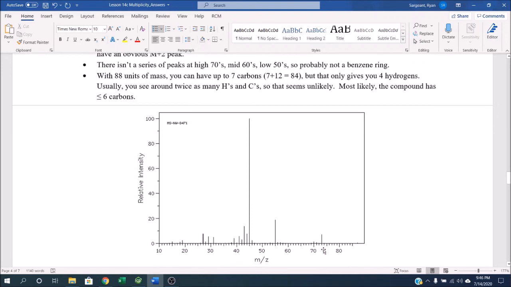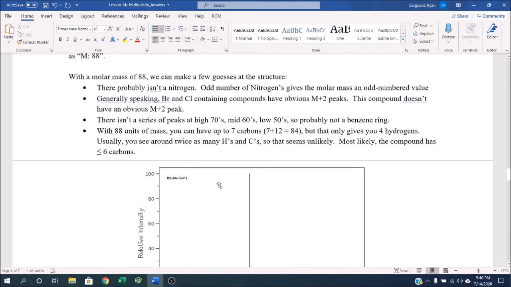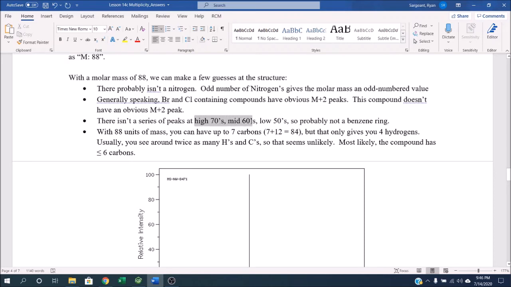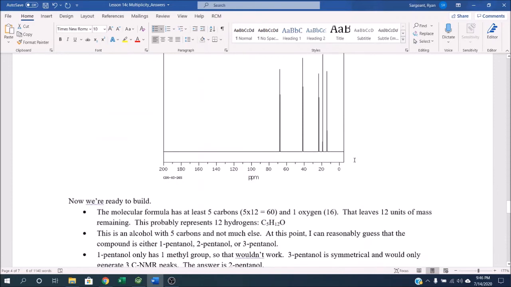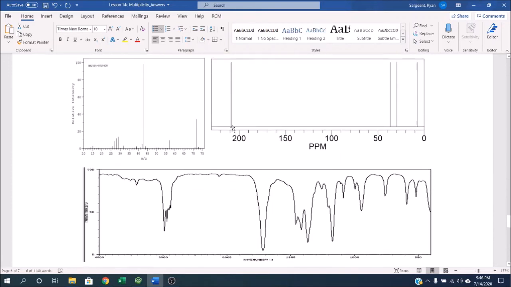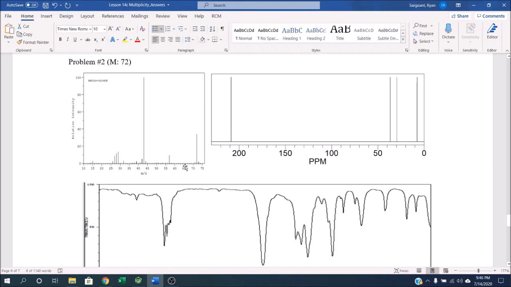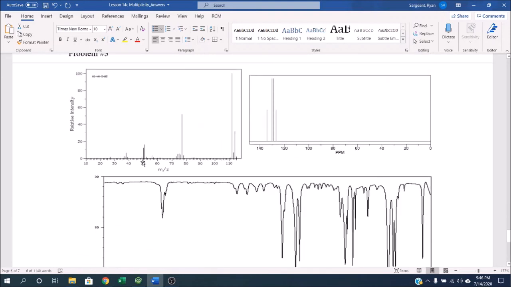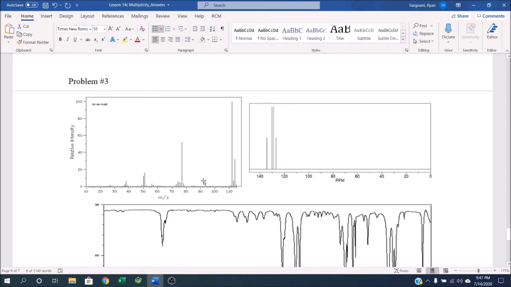There's also nothing going on in the high 70s and the mid 60s and the low 50s. I do have some stuff going on in the low 70s and the mid 50s, but when you see these 3 together, that suggests the benzene ring. Let's just take a brief look at problems 2 and 3. Here I see something in the high 70s, nothing in the mid 60s, nothing in the low 50s. This compound doesn't look like it's a benzene ring either. And there's my nice looking benzene ring: high 70s, mid 60s, low 50s. So problem 3 has that characteristic telltale sign of a benzene ring.